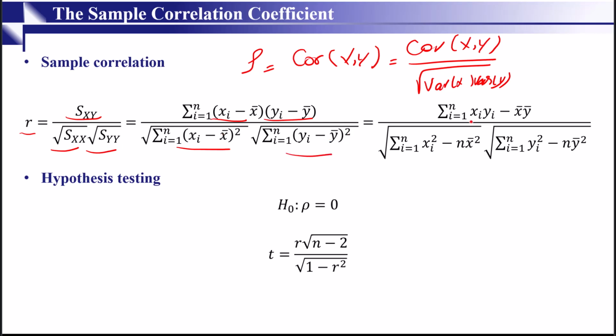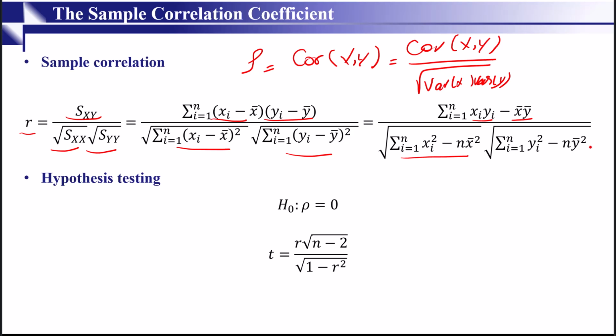Then we can write this as the sum of xi yi minus n x bar y bar, and in the denominator, the sum of xi squared minus n x bar squared, and the sum of yi squared minus n y bar squared. These measure the strength of linear association between two variables, and this can be thought of as an estimate of the correlation, rho, between the two associated random variables x and y.